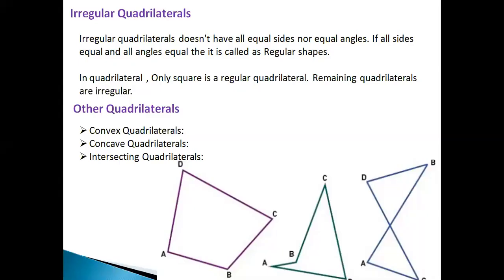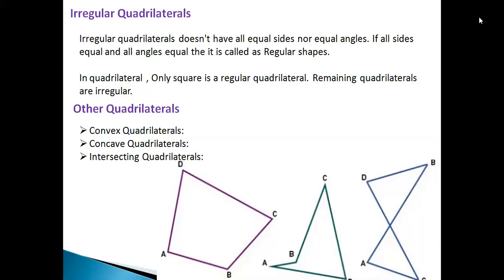So which of the quadrilaterals is regular? None of the quadrilaterals are regular, or everything is irregular. Which quadrilateral shape is the regular one? Sir, none of them is regular. Square. Oh, square. I thought in this picture.